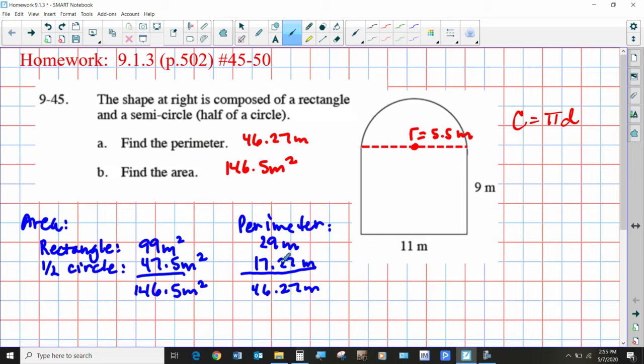I actually kept it at 17.27, but you could have eventually said this is 46.3, and that would be fine too. It just depends on where you want to round it. All right, so that was a composite shape.